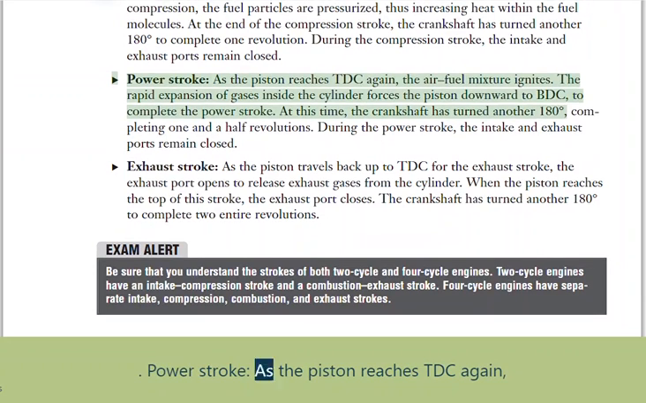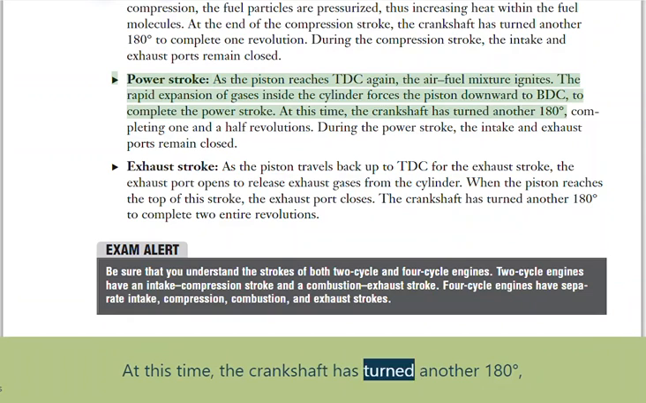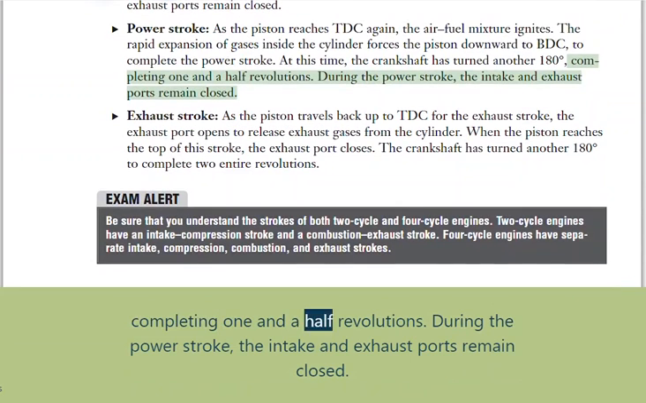Power stroke. As the piston reaches TDC again, the air-fuel mixture ignites. The rapid expansion of gases inside the cylinder forces the piston downward to BDC, to complete the power stroke. At this time, the crankshaft has turned another 180 degrees, completing 1.5 revolutions. During the power stroke, the intake and exhaust ports remain closed.